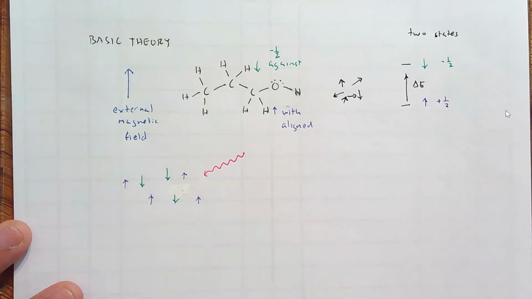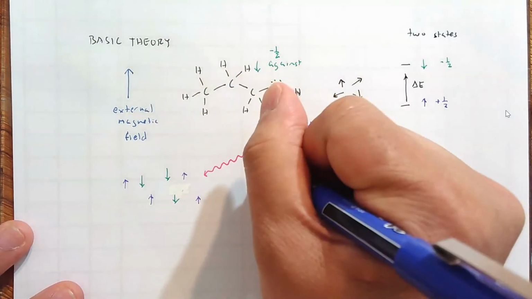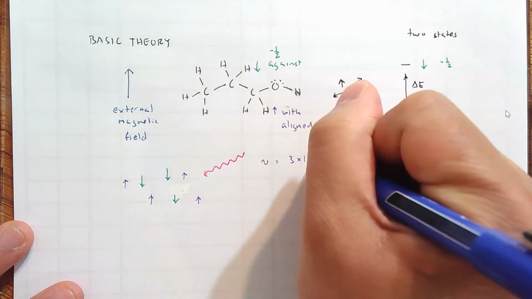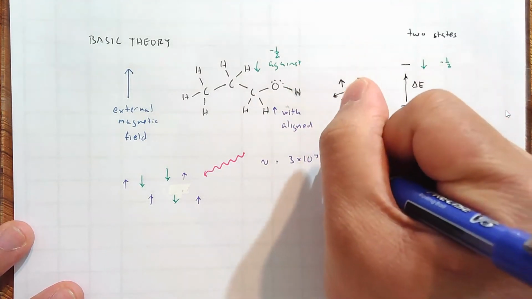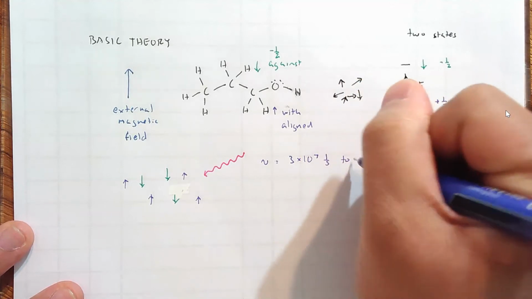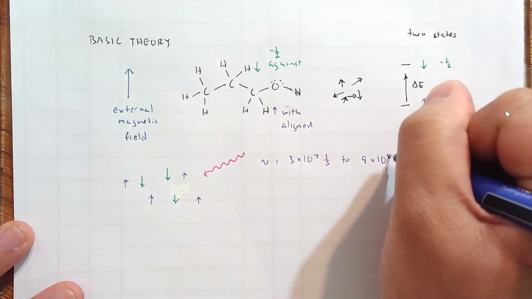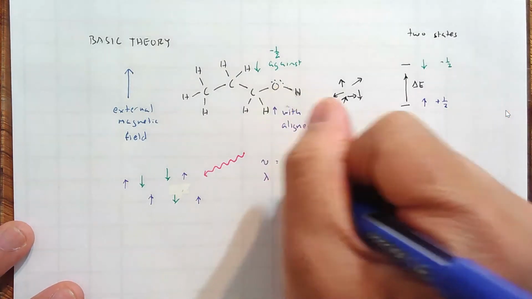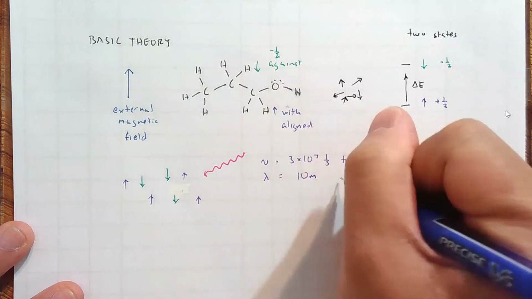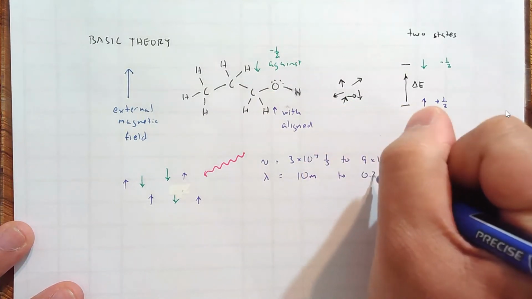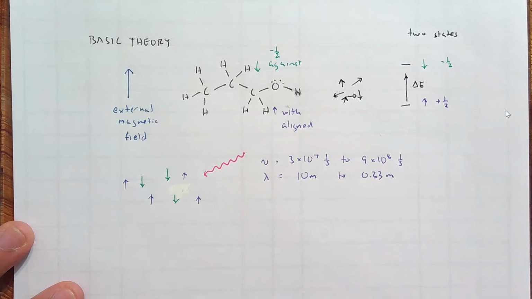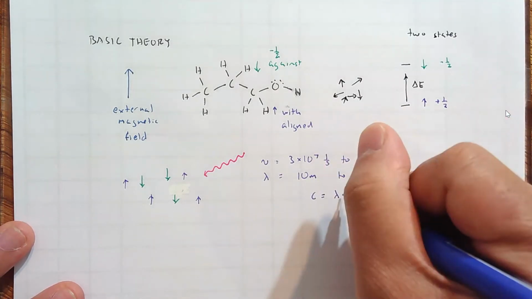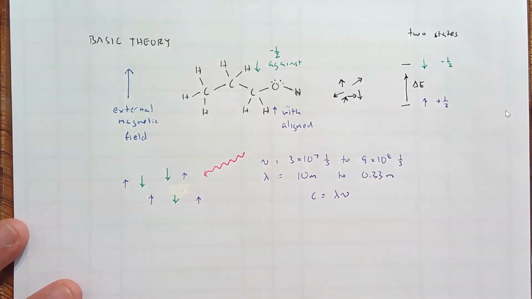You hit it with radiation. The radiation frequency is around 3 times 10 to the 7 hertz, or inverse seconds, to 9 times 10 to the 8 inverse seconds. That is a very long wavelength, actually, 10 meters to 0.33 meters. Remember your equation? Speed of light equals wavelength times frequency. That's how I got the wavelength.